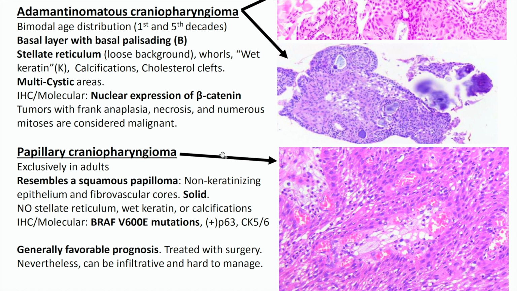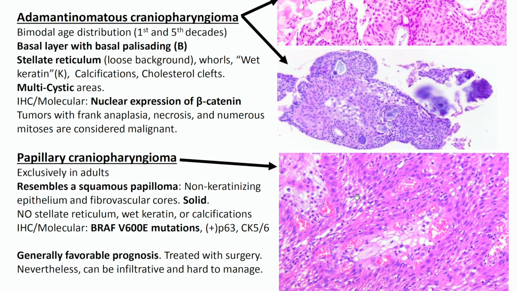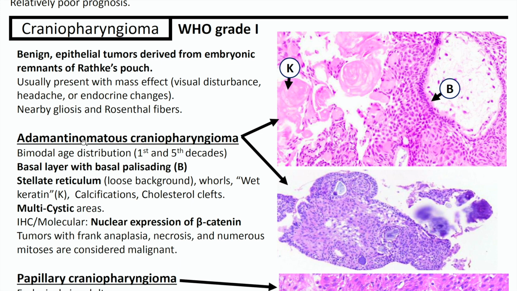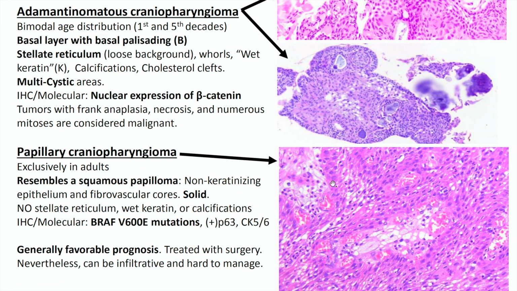Also, we can have a papillary craniopharyngioma, which exclusively occurs in adults and resembles a squamous papilloma. These are going to be non-keratinizing epithelium and fibrovascular cores with typically a solid pattern, no stellate reticulum, no wet keratin or calcifications. So if you see this wet keratin, it's adamantinomatous craniopharyngioma. However, a papillary craniopharyngioma is not going to have that keratinization or that wet keratin. And then on IHC or molecular for papillary craniopharyngioma, you're going to have a BRAF V600E mutation with positive P63 and CK56, with a generally favorable prognosis, treated with surgery.